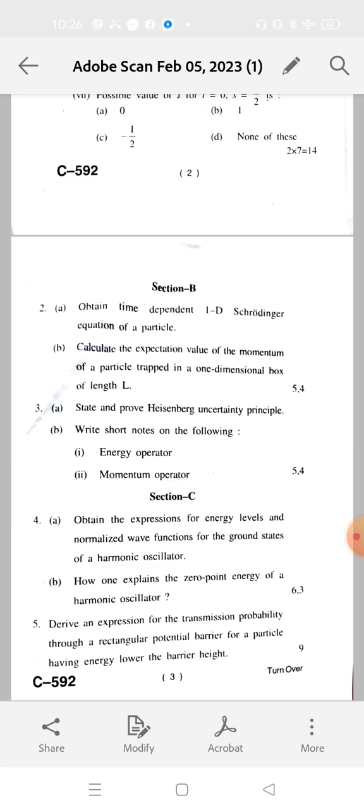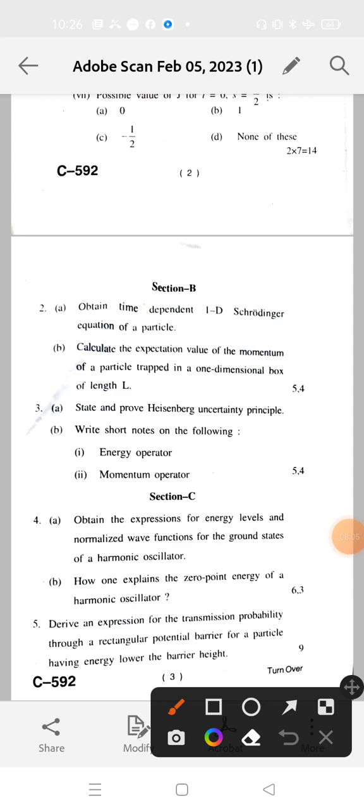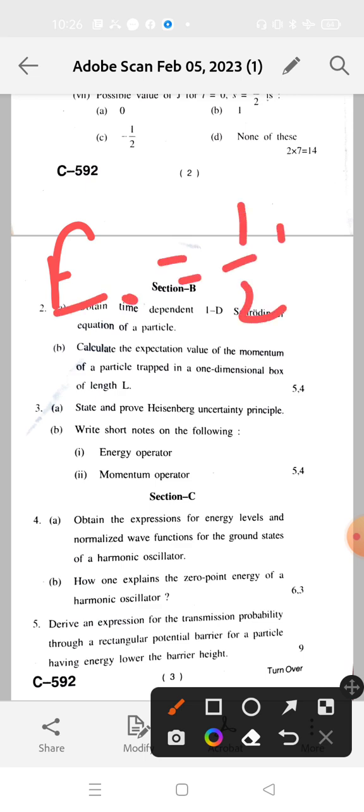It's B part. How one explains the 0 point energy of a harmonic oscillator. So we have to define what is 0 point energy. It is the minimum energy of a harmonic oscillator when the temperature of the body is 0 Kelvin. So 0 point energy does not mean that the harmonic oscillator has 0 energy. It has minimum energy, which is not 0 quantum mechanically, and E is equal to half h cross omega. We have talked about it earlier also.